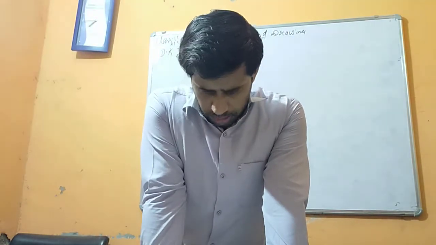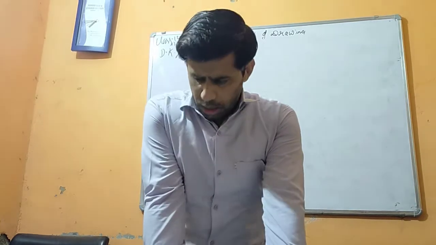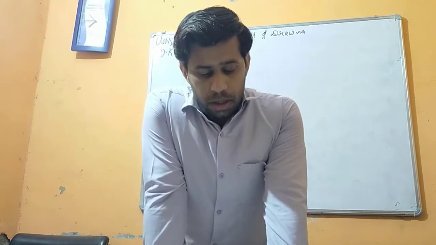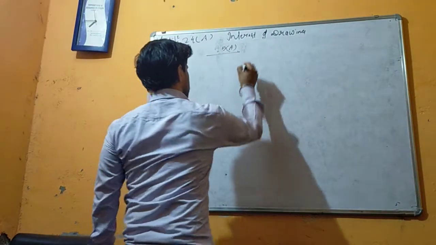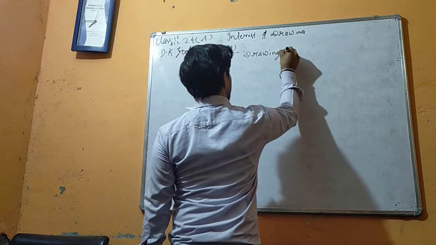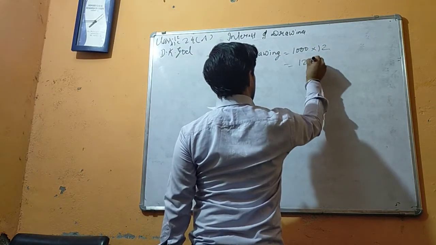See now, what is different in question 25A? From this question, children, we are understanding the calculation of interest on drawings on an irregular basis. The formula I have already explained to you. So, Gopal is a partner in a firm. He withdrew rupees 1000 per month regularly. It means the drawing done is 1000 per month, so you multiply by 12, which gives 12,000.